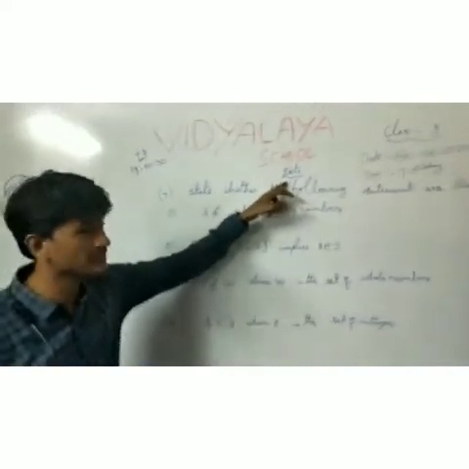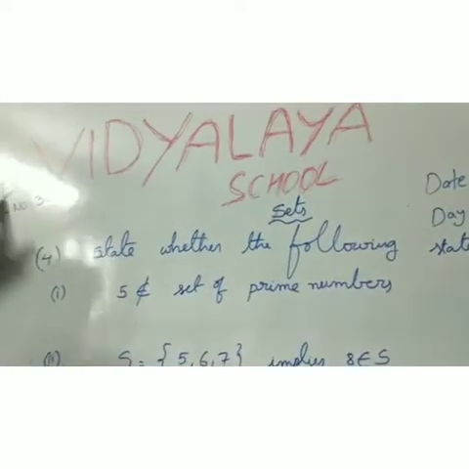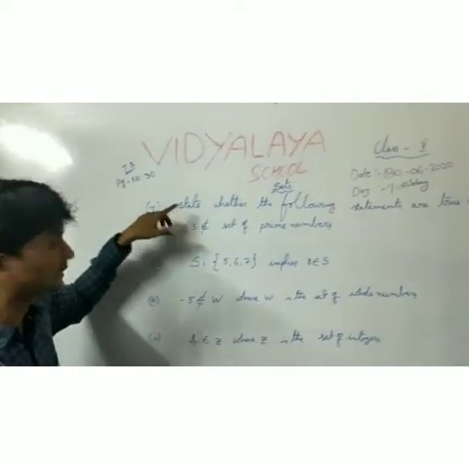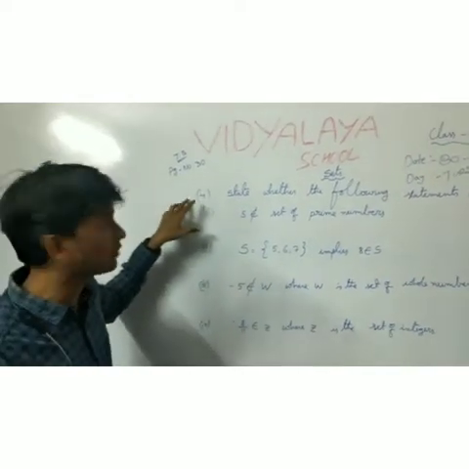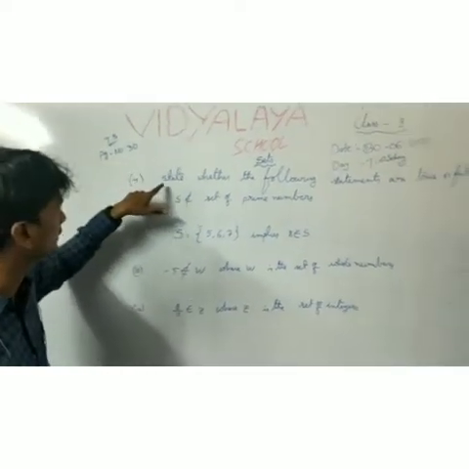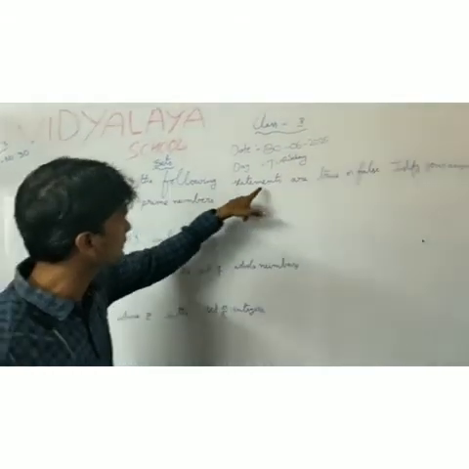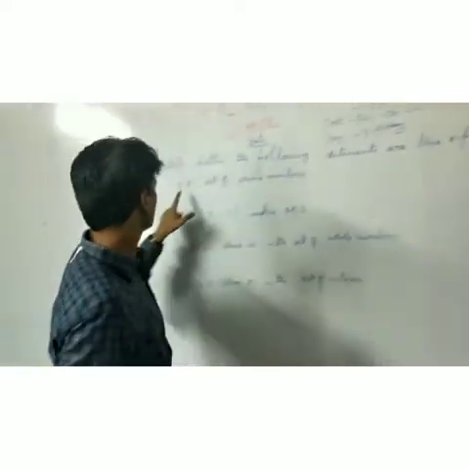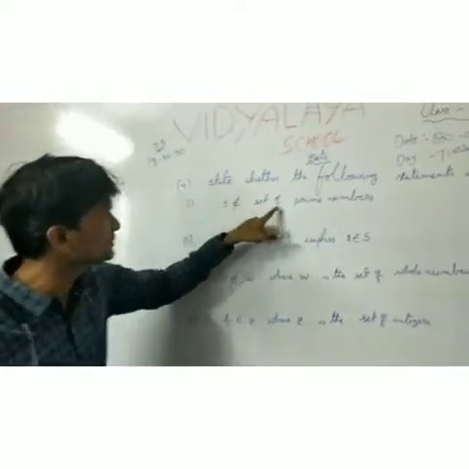Yesterday, continuing our sets topic, our textbook page number 30. So, the fourth Roman. Yesterday we completed 1, 2, 3 Romans. Now the fourth Roman, fourth question. State whether the following statements are true or false. Justify your answer. So the first one: 5 does not belong to the set of prime numbers.